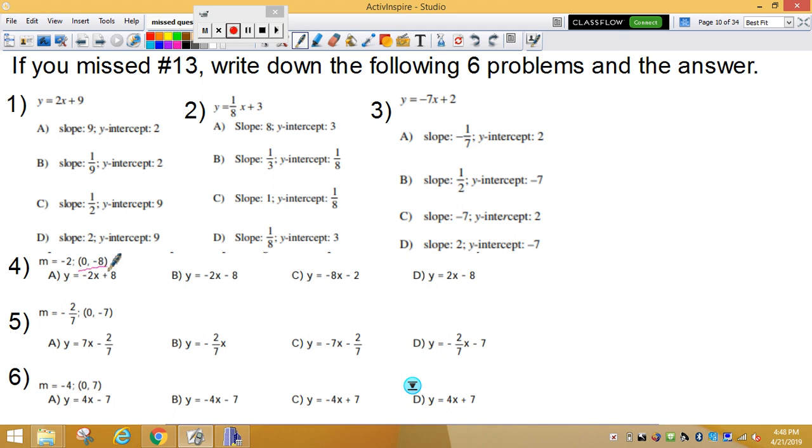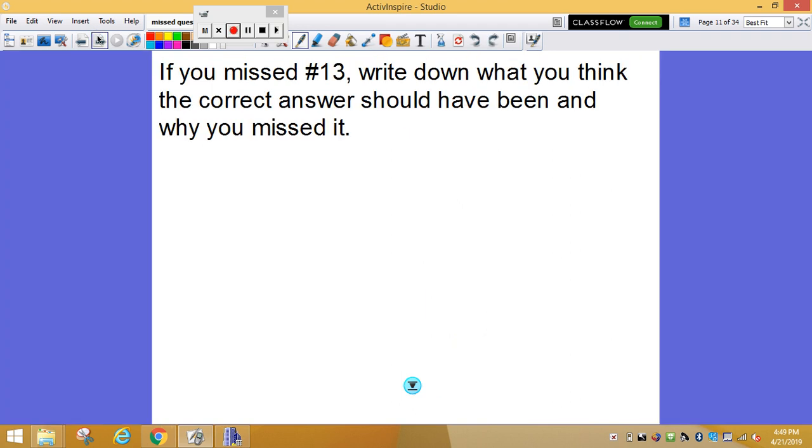These ordered pairs, this just means y-intercept. Remember on your graph, the y-intercept is an ordered pair, and it's always going to go 0 and then a number. So these 3, even though it looks different from what I did on the front page, these are all your y-intercepts. So your y-intercept's -8, your y-intercept's -7, your y-intercept is 7. So please pause it and do 1, 2, 3, 4, 5, and 6. And also, if you missed number 13, I want you to write down what you think the correct answer should have been and why you think you missed it.